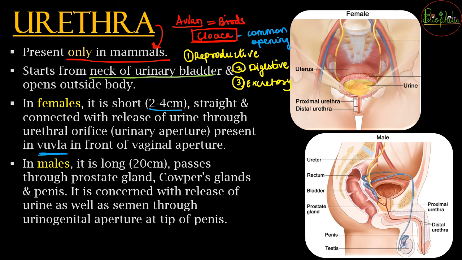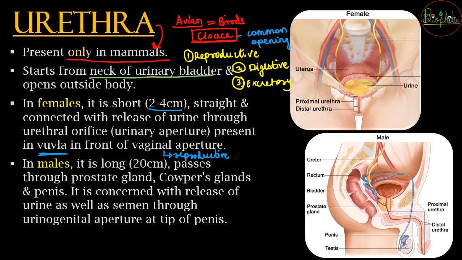So as you know, in females there are going to be two separate openings for urine as well as for the reproductive tract, that is the vagina. So in the reproductive tract there is going to be the vagina, which will be going into the cervix, whereas the urinary opening is called the urethral orifice. So these are the two different openings given in females.